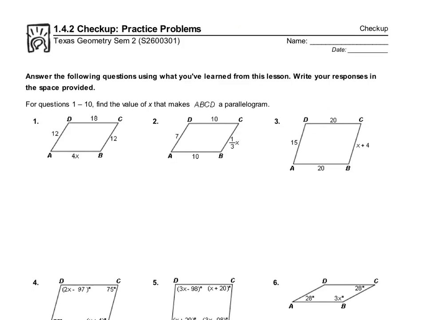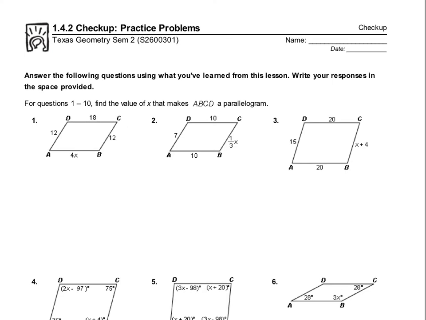Alright, so number 1, it says to find the value of x that makes ABCD a parallelogram. In order for it to be a parallelogram, my opposite sides have to be congruent, which means that 18 has to equal 4x. So I need to solve for x, so I'm going to divide both sides by 4, and I get that x equals 4.5. So as long as x is 4.5, then this is in fact a parallelogram.